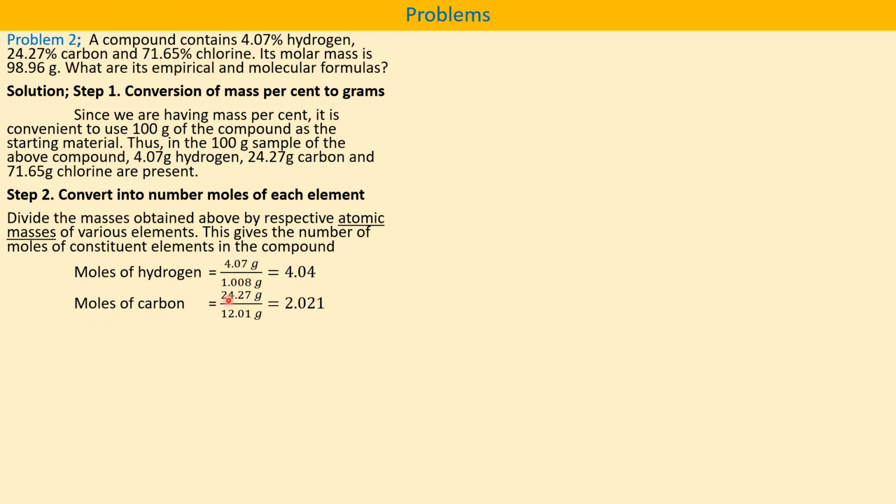Similarly, moles of carbon will be 24.27, that is the given mass of carbon, divided by its atomic mass, that is 12.01 grams, which is equal to 2.021. That is the number of moles of carbon. So moles of chlorine are 71.65 divided by 35.453 grams, that is, the atomic mass of chlorine is 35.453. That is equal to 2.021.